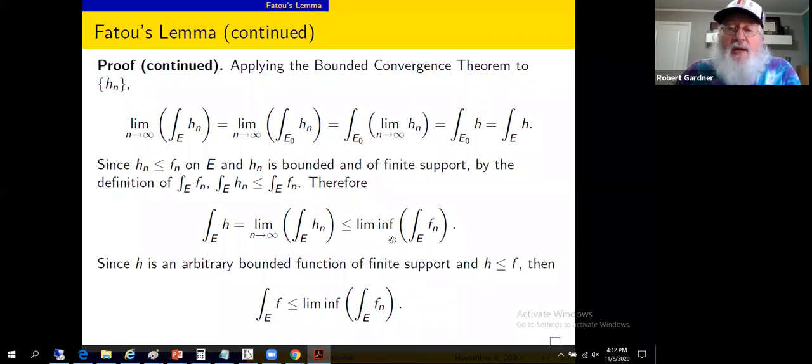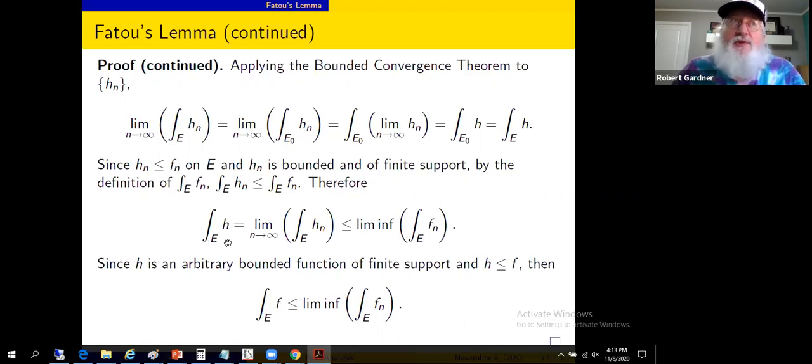Lim inf on the right, I don't necessarily know that the limit of these things exists. I know the limit of these exists, we established that. So I can say limit on this side, I'm stuck with a lim inf on that side. And the thing to draw from this inequality is h was chosen to be any bounded function of finite support less than or equal to f.